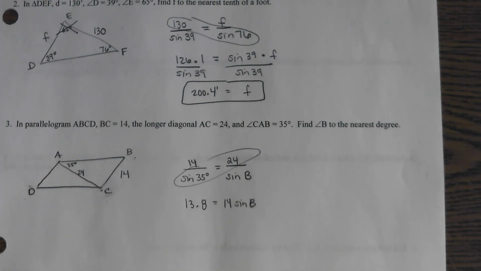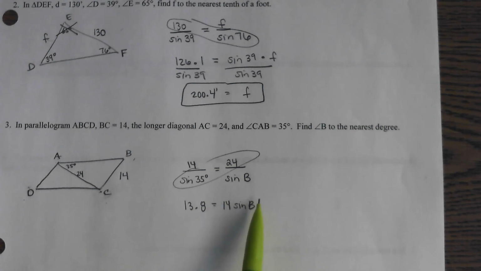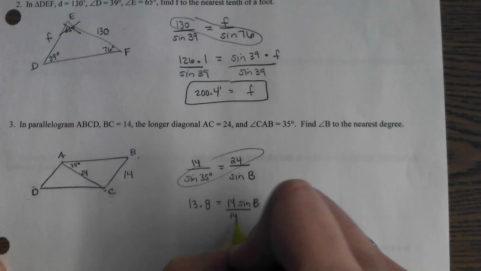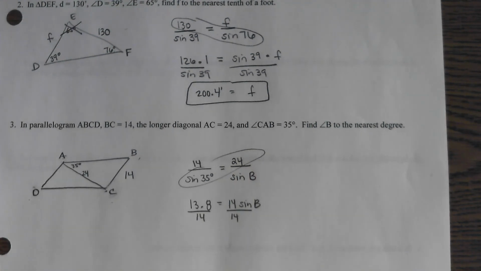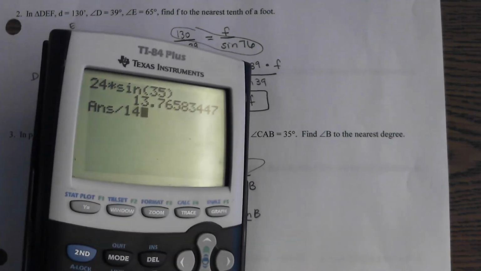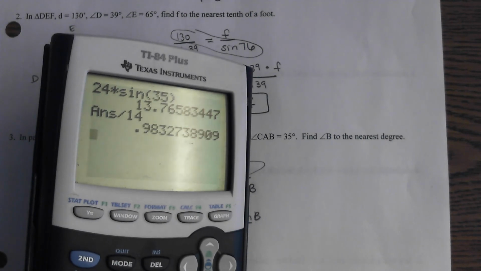Bean, what would come next? Well, I'm trying to solve for B. So I'm trying to get B all by itself. So what's the first thing I have to get rid of that's with the B? The 14. So you're going to divide both sides by 14. And again, I'm not doing 13.8 divided by 14. I'm going to do that number divided by 14. 0.98.